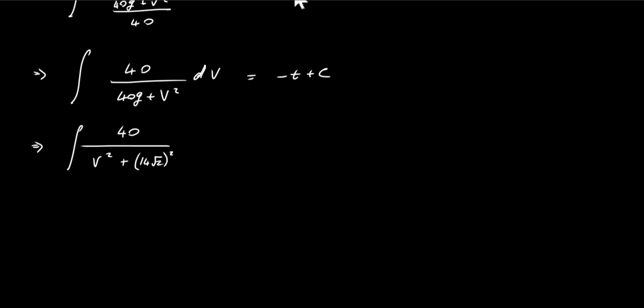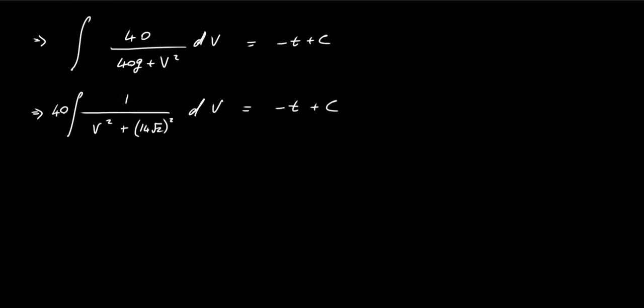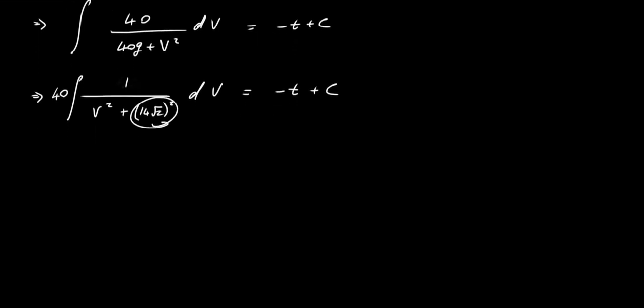What I'm actually going to do as well is take that 40 and bring it outside the integral. So I'm going to leave 1 there and put the 40 out here. That's with respect to v, and then it's minus t plus c on the right hand side. Now the reason I did this bit here was because there is an integral in your tables. It is the integral of 1 over x squared plus a squared, and that is 1 over a tan inverse x over a. So I'm going to use that particular integral here.